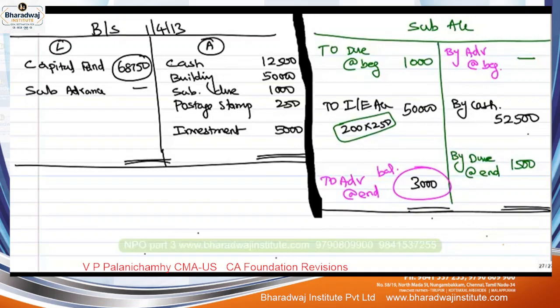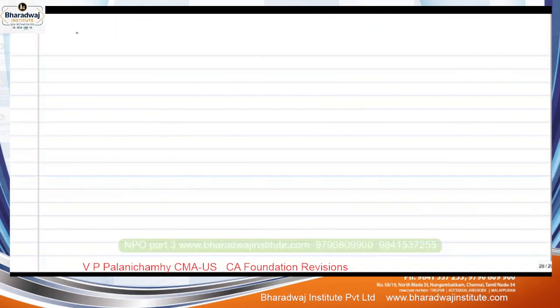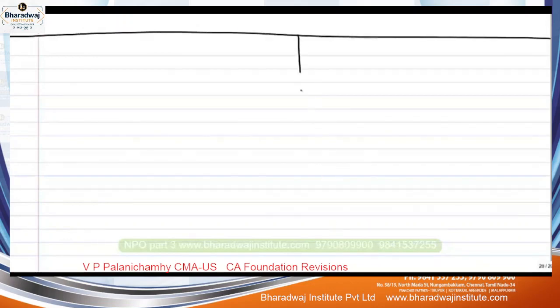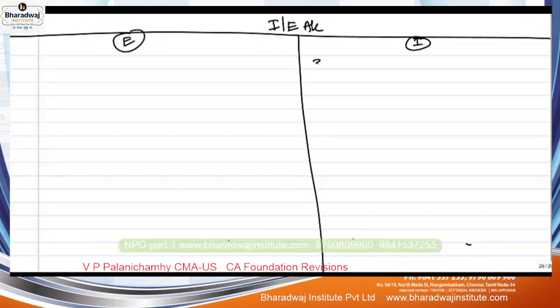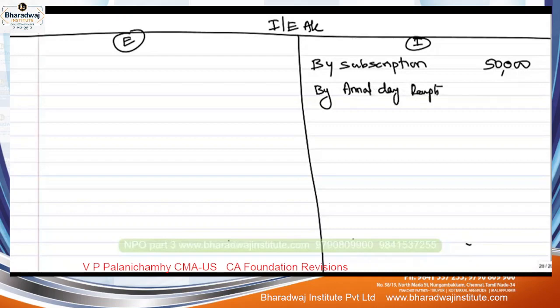76160. Let's see. Check your income and expenditure account. Cash is different. Now I will cover this.